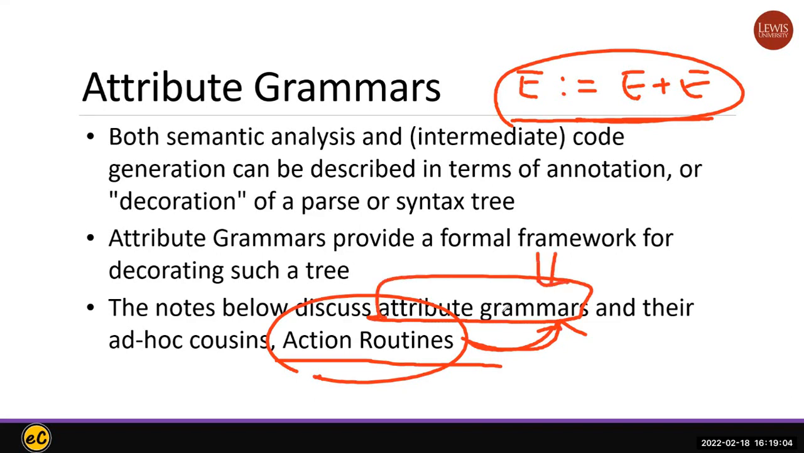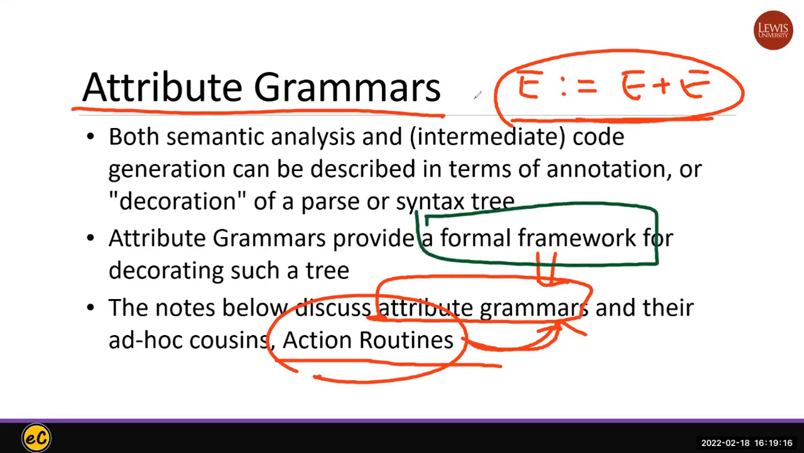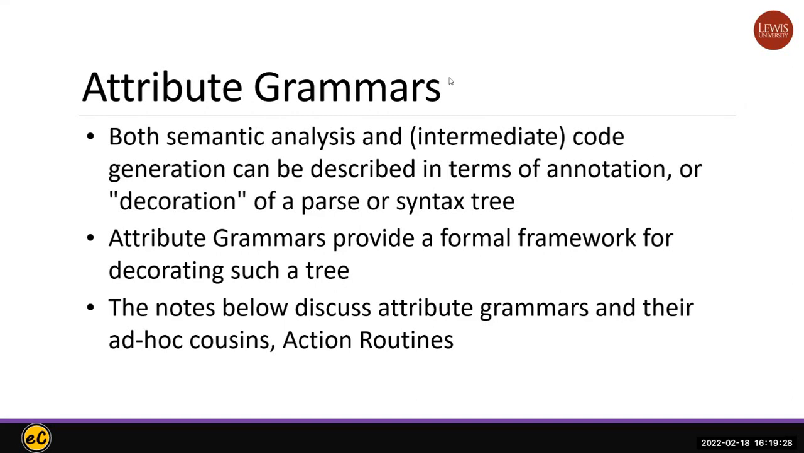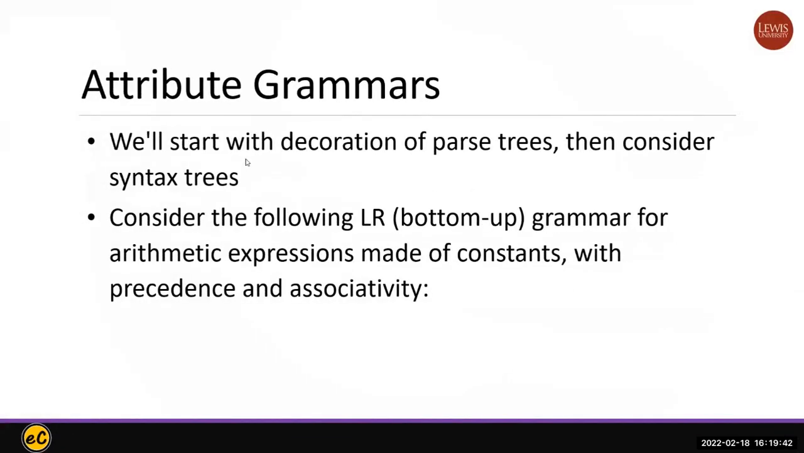So these terms are similar, but grammar means it's written in some sort of mathematical form or formal framework that we formally use mathematics to model. Action routine is a function, it's a computer science term that uses functions to implement your attribute grammar. So here it's between the grammar and the function. Attribute grammar is mathematical modeling. It is grammar. Action routine is implementation. It is functions. So we will start with declaration of parse tree, then consider syntax tree.